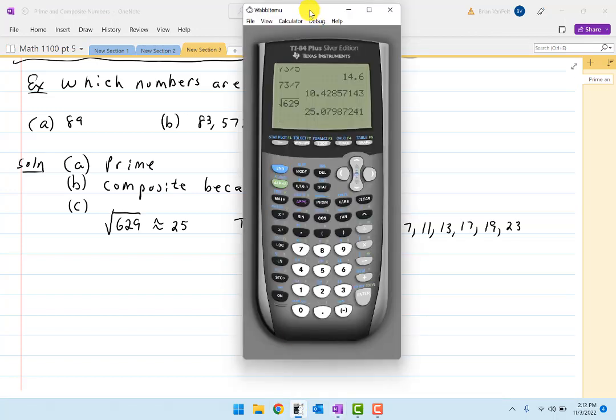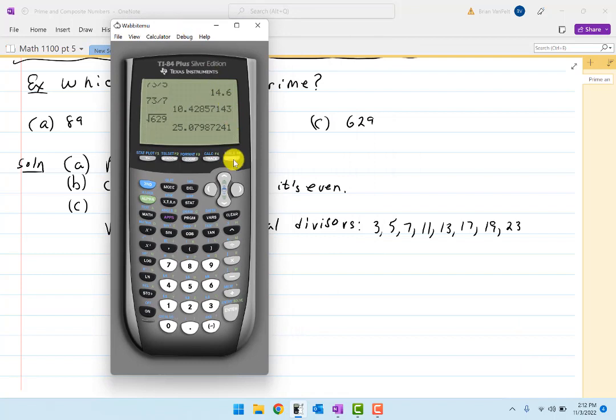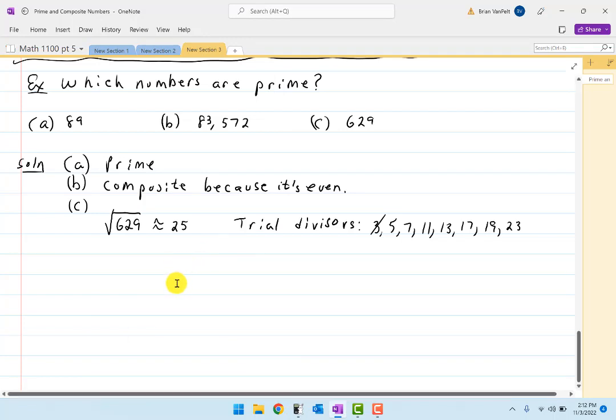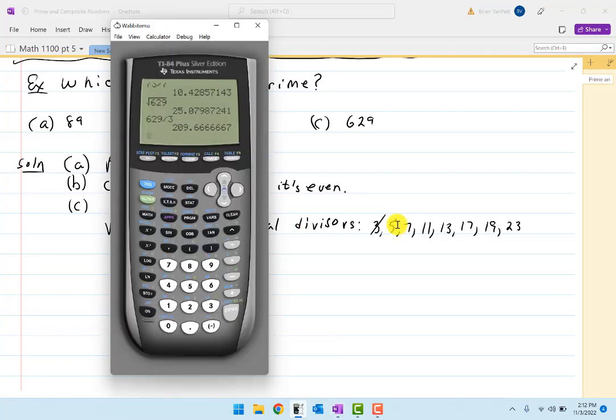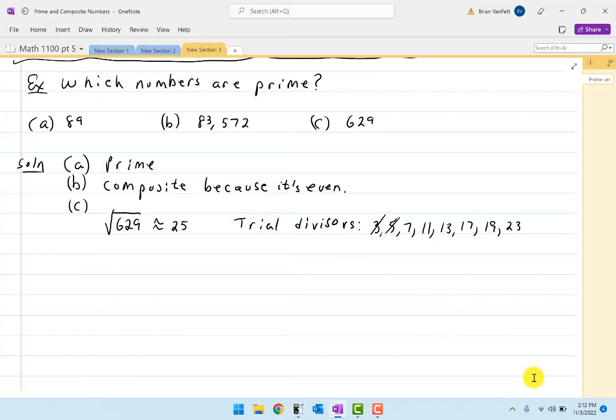Once again, I'll let my calculator do the bulk of the work for me. So we'll start with 629 divided by 3. Now I know it's not going to work because if you add up the digits for 629, 6 plus 2 is 8 plus 9 more is 17. 3 doesn't go into 17. So I know that this is going to end up having a decimal. And I was correct. So I can forget about 3. Let's move on. Now I can obviously forget about 5 because the last digit for 629 is neither 0 nor 5. So I can scratch that one as well.